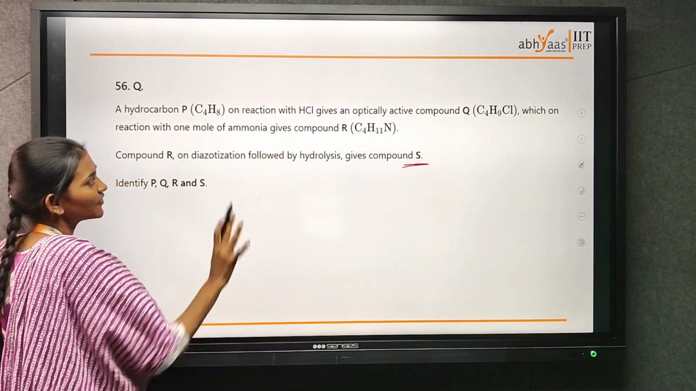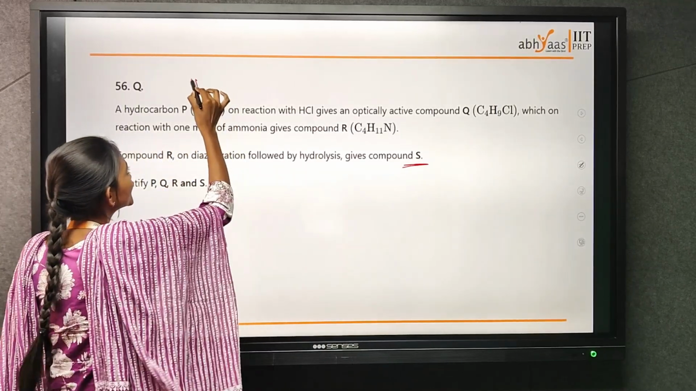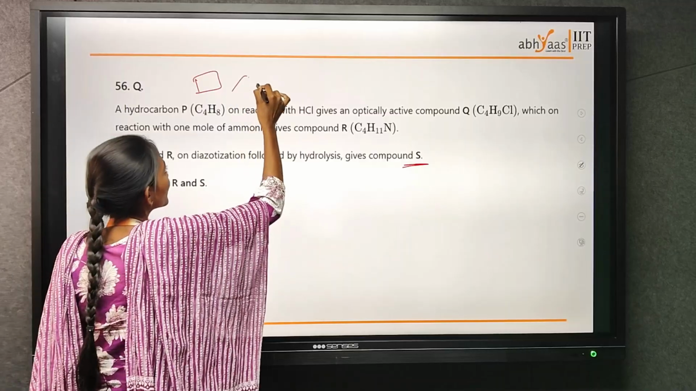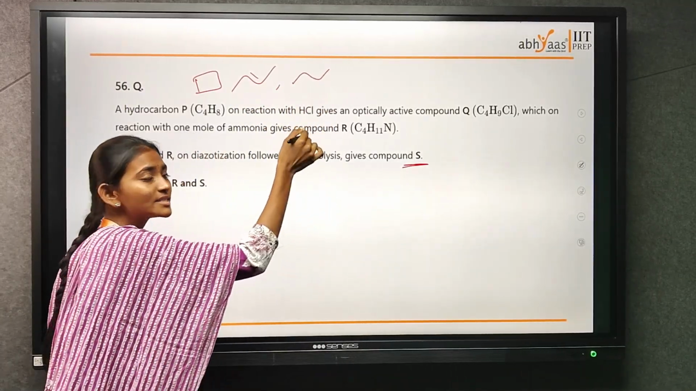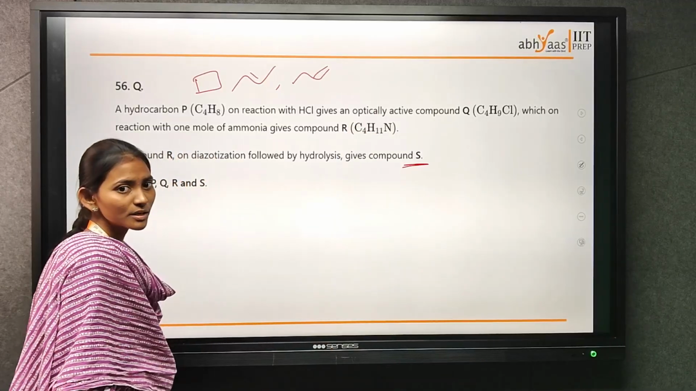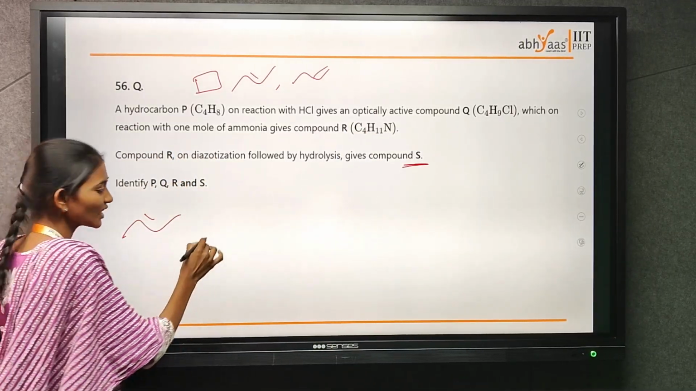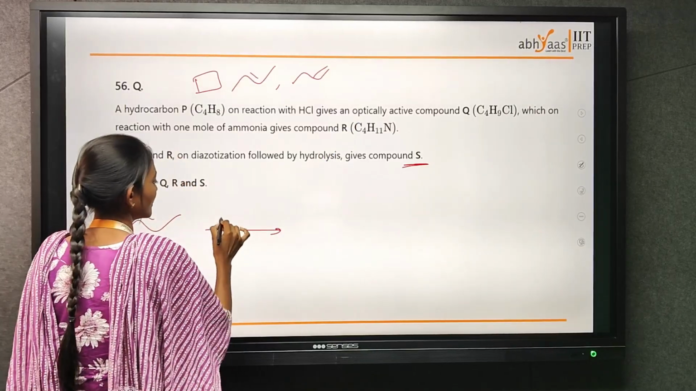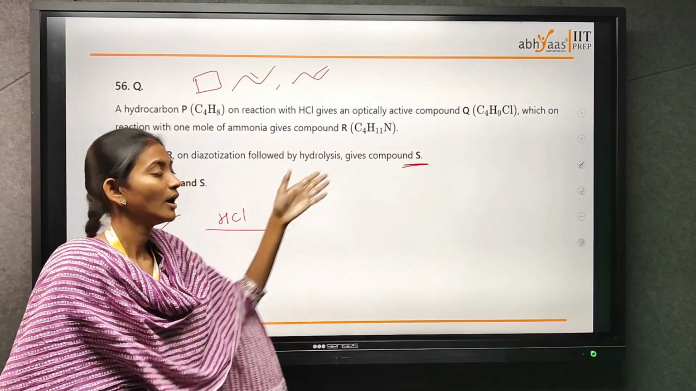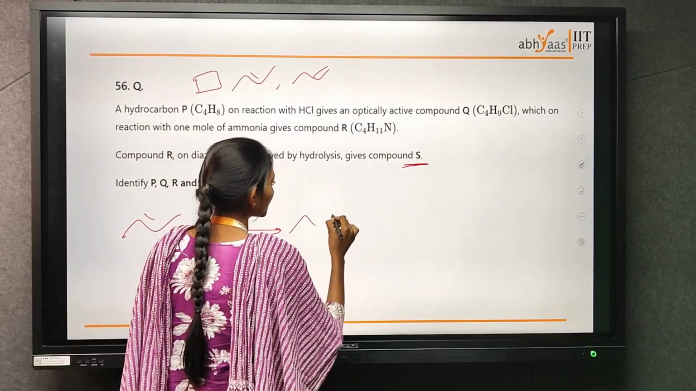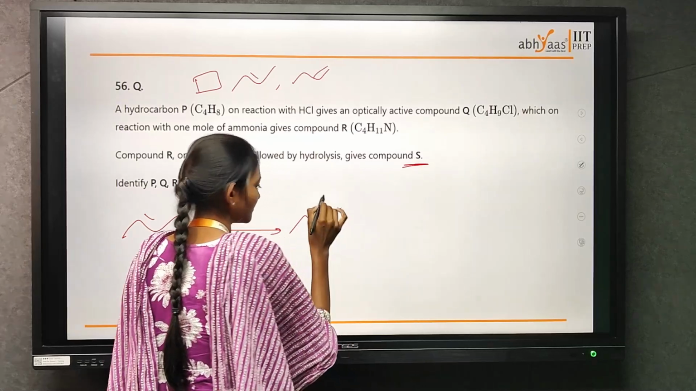See here, they have given C4H8. C4H8 will be which type of compound? We know that it can be cyclobutane, or 1-butene, or 2-butene, the positional isomers. So I am thinking that this butene upon HCl, what are we getting? An optically active compound. Optically active means we are getting C4H9Cl, a chloride compound, right?